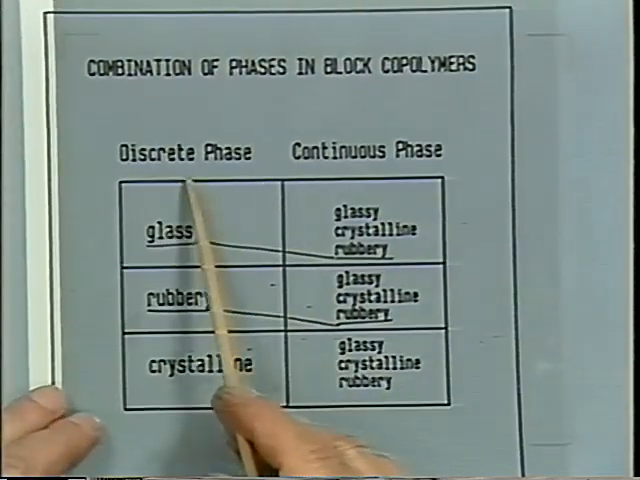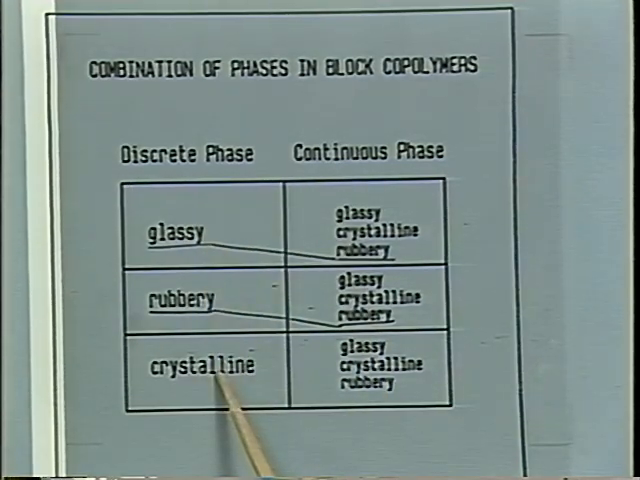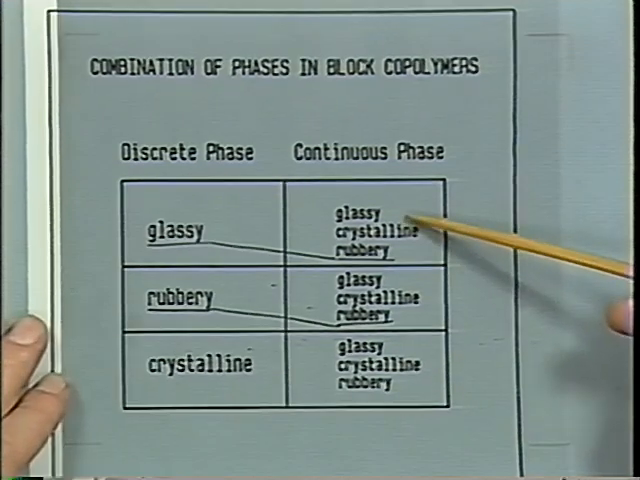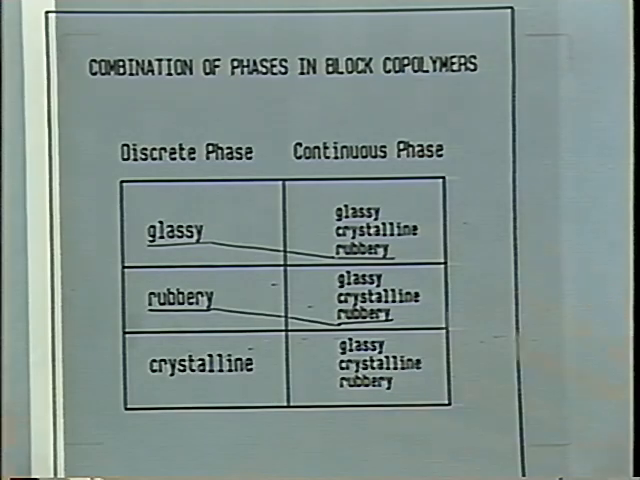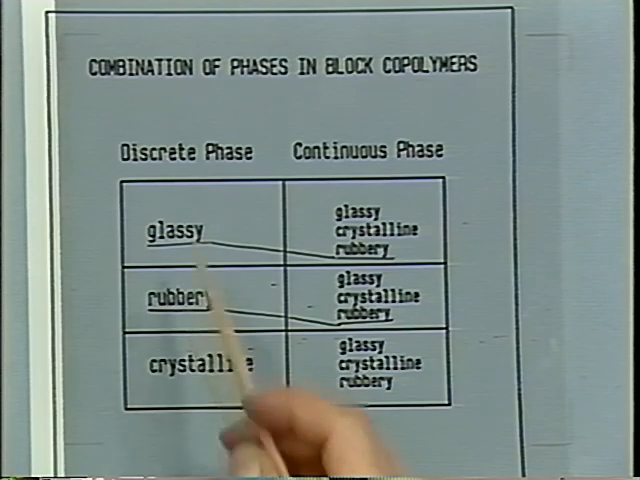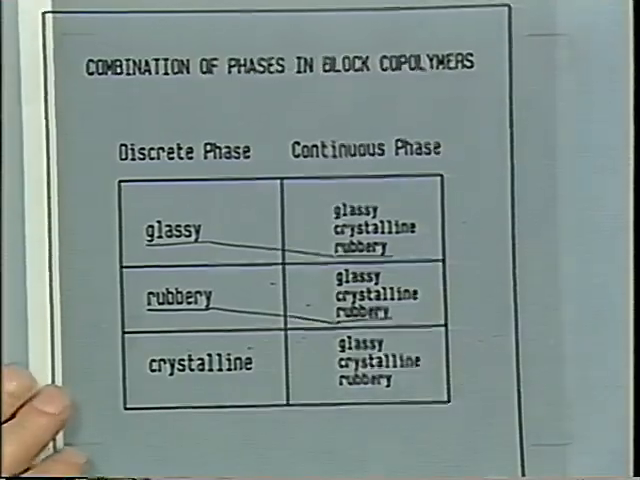Technically, you could combine many, many different systems. You could have a discrete phase, the cylinders or the spheres, being glassy, rubbery, or crystalline, and then you could combine it with any of a glassy, crystalline, or rubbery phase, and then get all kinds of morphologies. For the thermoplastic elastomers, we are looking for a glassy discrete phase in a rubbery matrix, and that's the example we are looking at. This type of material is interesting as a rubber substitute.